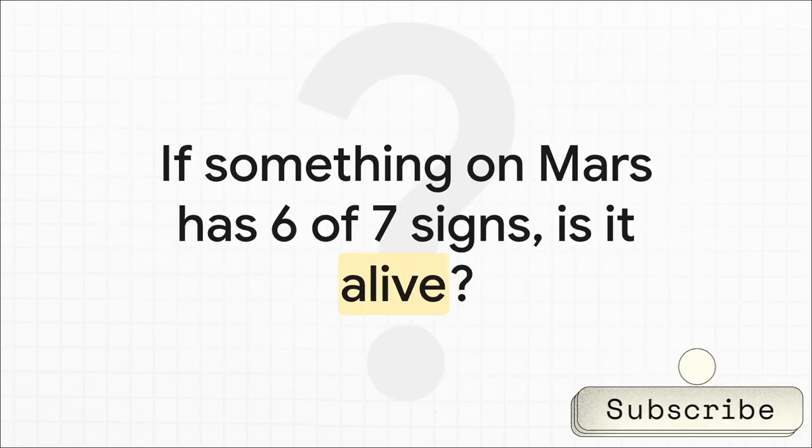And that leaves us with one last kind of mind-bending question. Let's say we go to Mars and we find something. It ticks 6 out of 7 boxes on our list. It reproduces, it grows, it uses energy, but it's not made of cells. So, is it alive? What would you call it? Our checklist is fantastic for the life we know, but who knows what else?